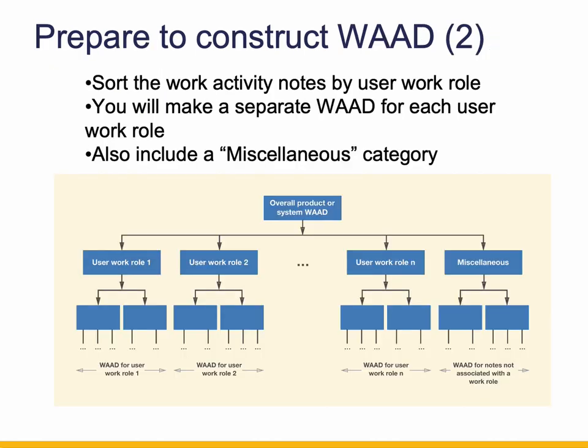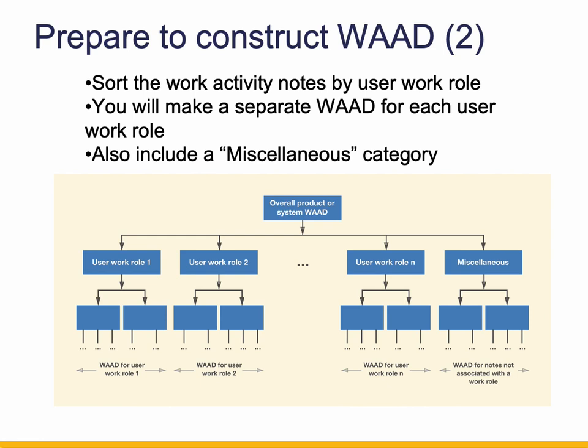So when you're preparing to construct this, you sort the work activity notes by user role, as I said in the previous slide, and you make a separate diagram for each user role. You don't need to include a miscellaneous category, but if you want to, it's allowed. If you want to do 3 categories for your WAD and have a miscellaneous one, you're more than welcome. It's very common to do.